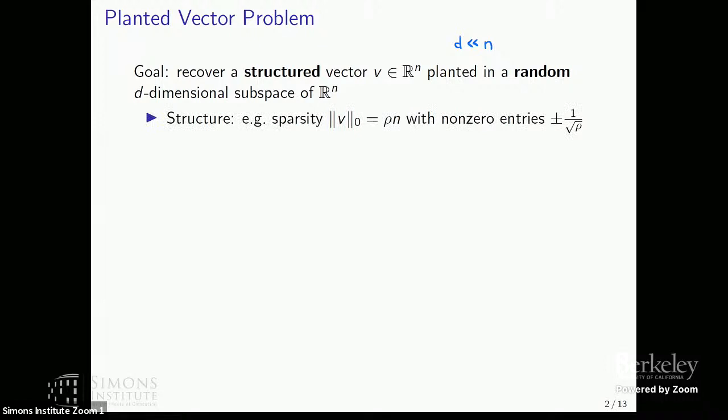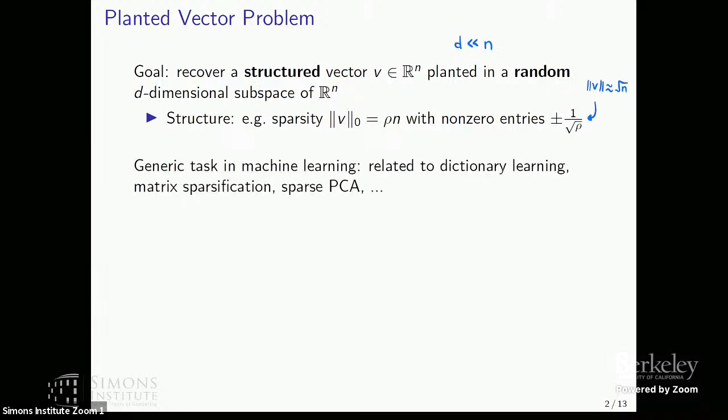And this hidden vector in the subspace that we're trying to find has some kind of special structure that distinguishes it from all the other random-looking vectors. A primary example being sparsity. So let's imagine maybe that the vector has only a ρ fraction of entries non-zero. And those non-zeros will just basically be plus or minus ones, except normalized. So we'll use this normalization.